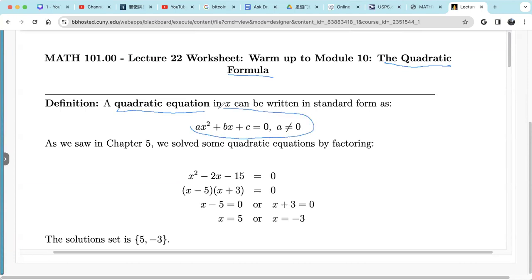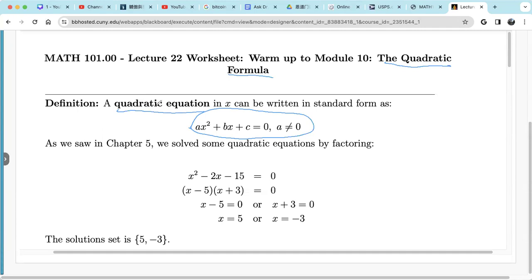We have some A, B, C, some numbers. The variables are, we have x raised to the square, x. So in this case, B can be 0, C can be 0, but only A cannot be 0. Because if A is 0, we don't have a square term. We don't have x squared. They wouldn't make a quadratic equation.